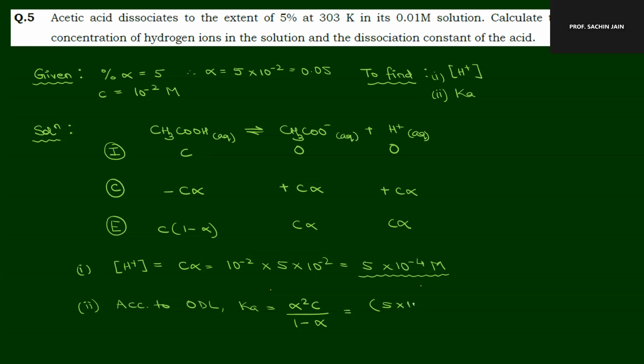Alpha square is 5 into 10 raised to minus 2, squared, times 10 raised to minus 2 concentration, and 1 minus alpha. For HSC you do not have to do any approximation. The same question in NEET we would do by approximating 1 minus alpha as 1, and the approximate answer would be fine. But here you don't do that. So opening the square, you will get 25 times 10 power minus 6 upon 0.95.